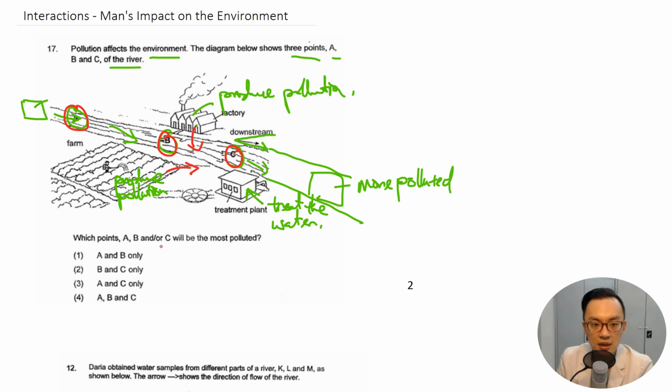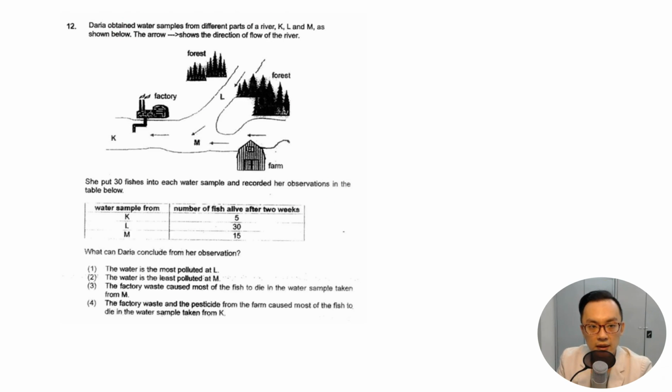So at which points A, B, and C will the river be the most polluted? A and B, this is wrong. B and C, this is correct. A and C is wrong. A, B, and C is wrong. So most polluted will be B and C. The answer is number 2. Now let's look at the next question.